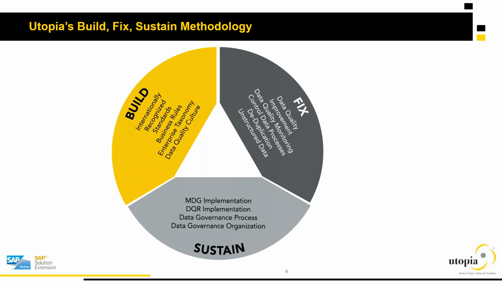So once you're done with all that, you've loaded your system. Sustaining that going forward means you don't have to call a company like Utopia to come back every 2 years and clean your data, because data does age. People touch it, and they put wrong things in if you don't have rules in place. So for the sustainment of that, we talk about our MDG implementation, which is Master Data Governance.